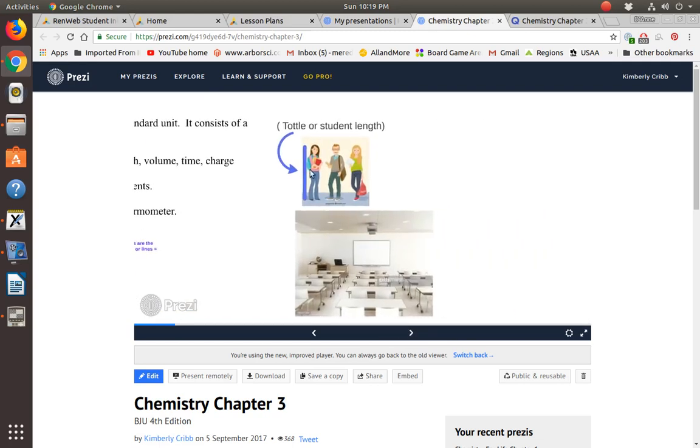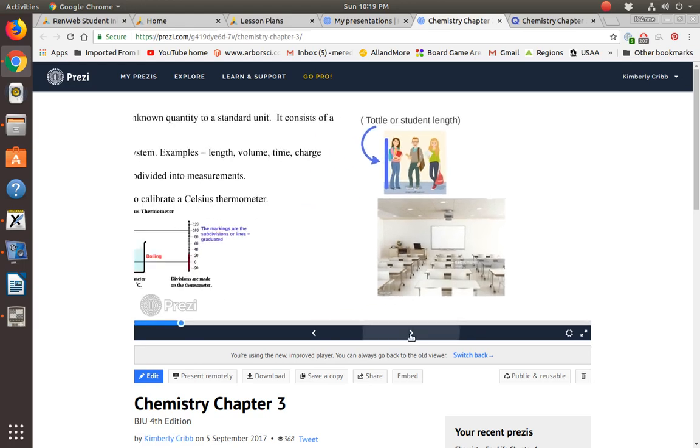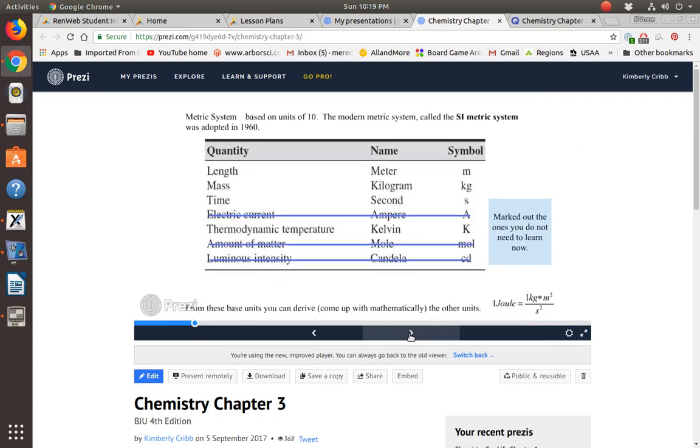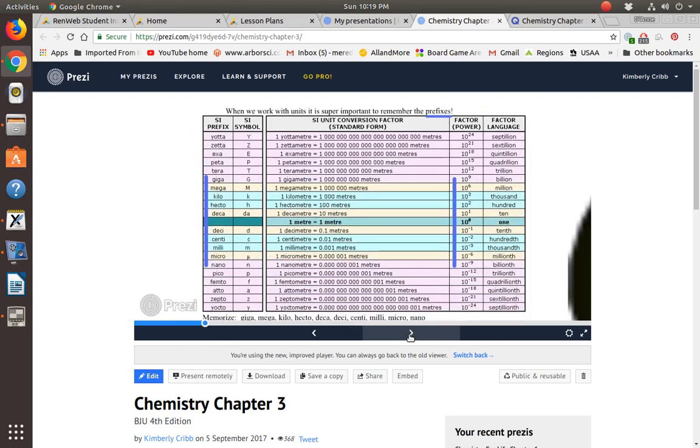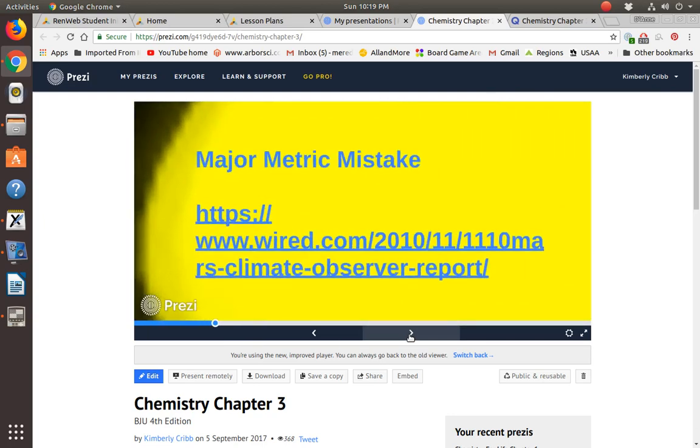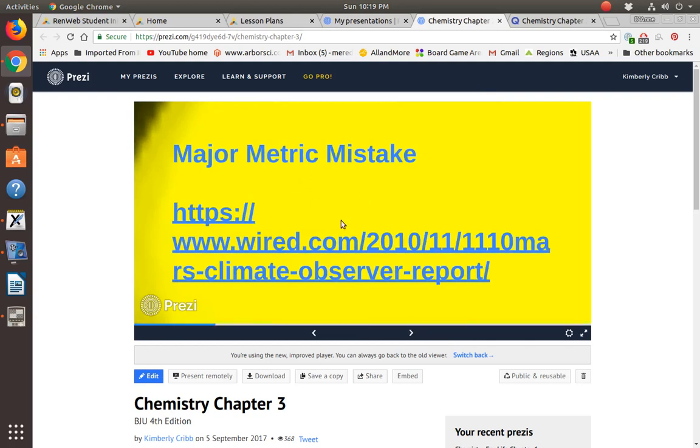And this is, if we agreed that the student was a toddle long, then we'd measure how many toddles each person was. So these are the ones we talked about that you have to memorize: length, mass, time, and temperature. And those are the units you have to memorize. And this is a major metric mistake. Let's look at this for a moment.